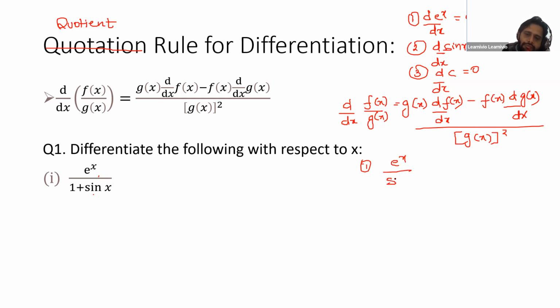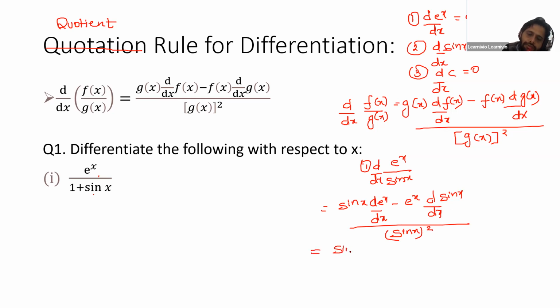So for example, related to these formulas, I will take this question: e^x by sin x. We need to differentiate this. Then what is the formula? First of all, write the denominator sin x, differentiate e^x, minus e to the power x, differentiate sin x, by sin x whole square. Now this is equal to sin x, e to the power x will remain as it is, minus e to the power x, this is cos x, by sin x whole square. Okay, Isra, this is clear?